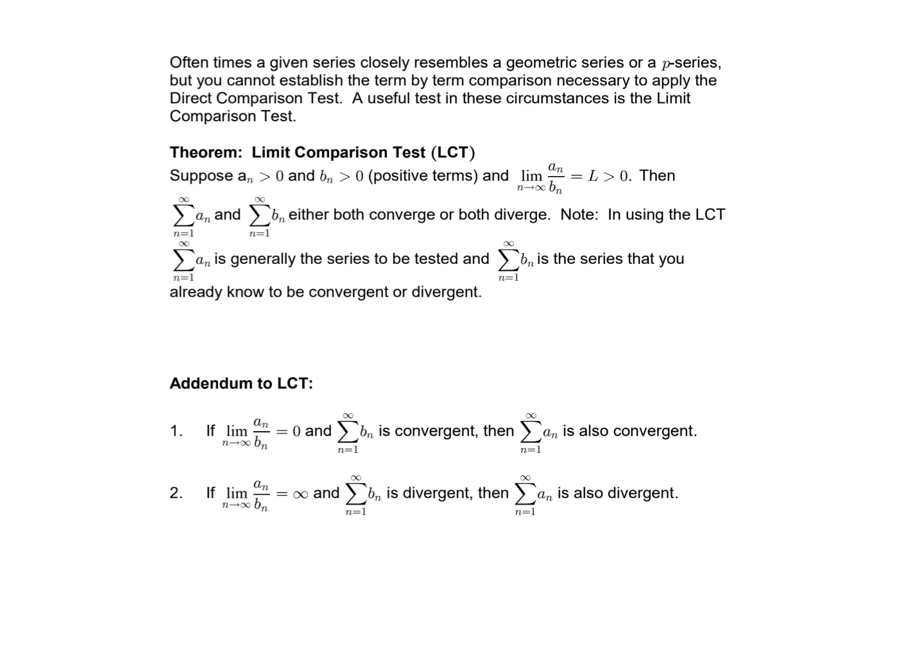And so the addendums to the limit comparison test are basically: if the limit as n goes to infinity of a sub n over b sub n equals 0, and the summation of b sub n is convergent, then the summation of a sub n is also convergent, meaning b sub n is the bigger series. The idea is that the bigger series b sub n converges, so the smaller one converges as well. And the second one is: if the limit as n goes to infinity of a sub n over b sub n equals infinity, and the summation of b sub n is divergent, then the summation of a sub n is also divergent, which is basically because a sub n is the bigger series.